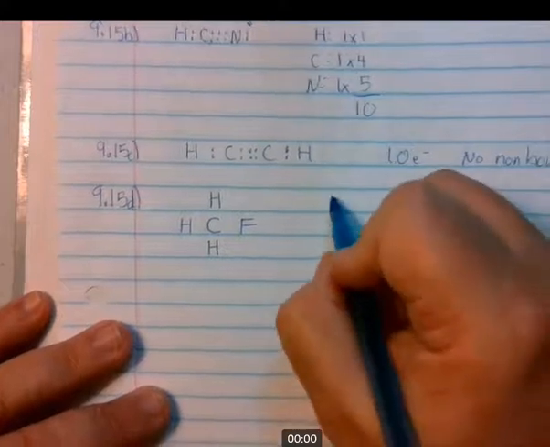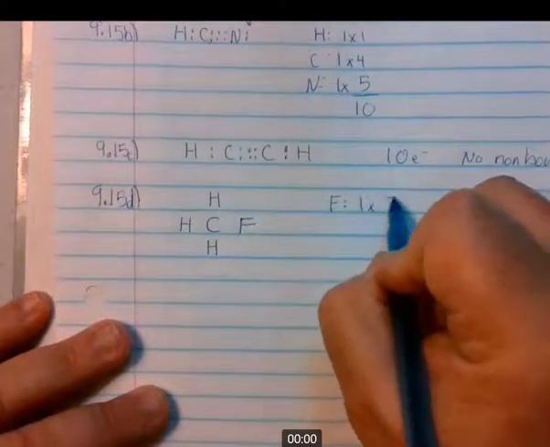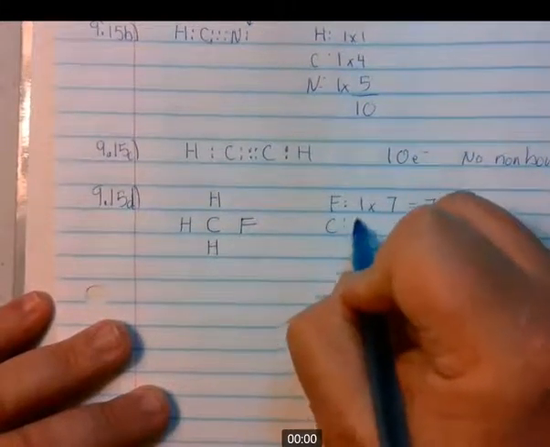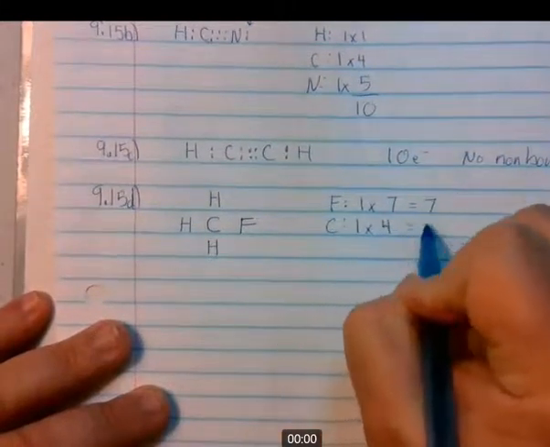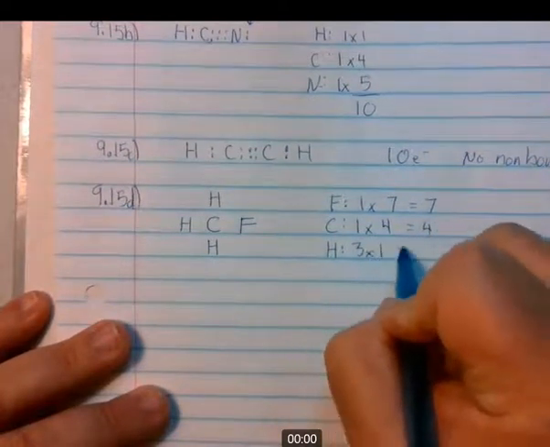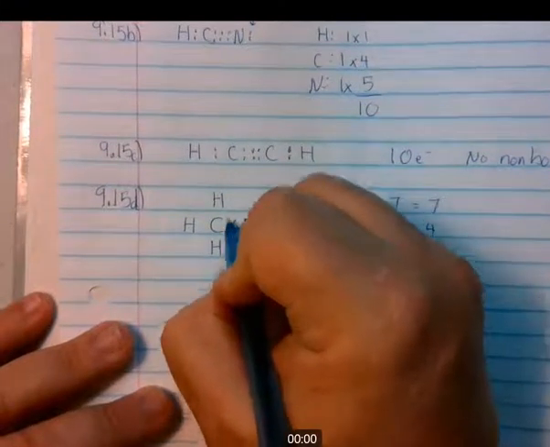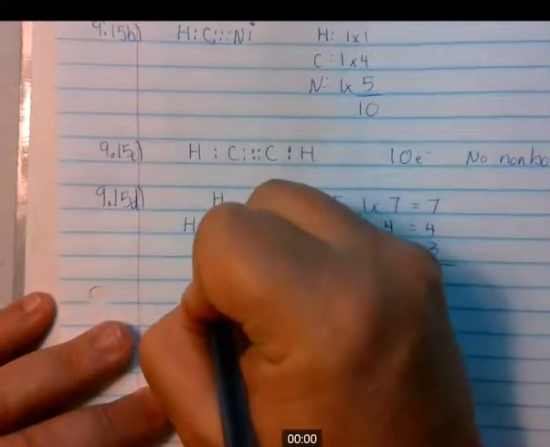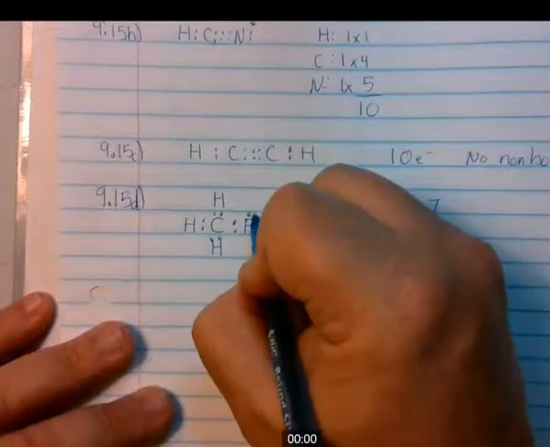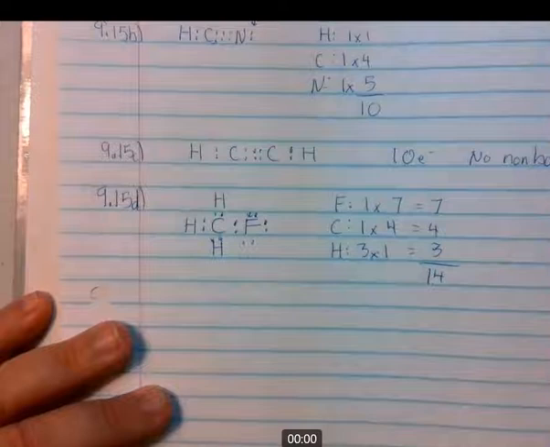So fluorine is going to be 1 times 7. It's a halogen. Carbon is 1 times 4. Hydrogen is 3 times 1. That's going to give you 14. So we're going to put single bonds around. That's 8. Okay, and then you're going to complete the octet around fluorine, and there's 14 right there.